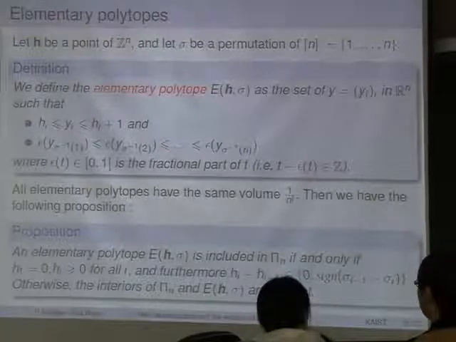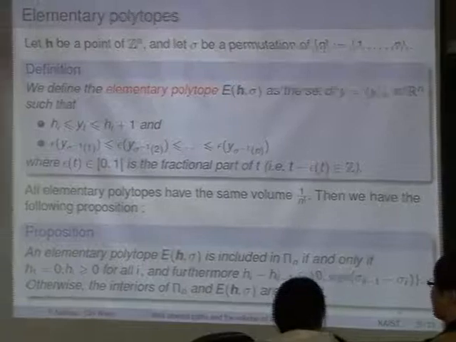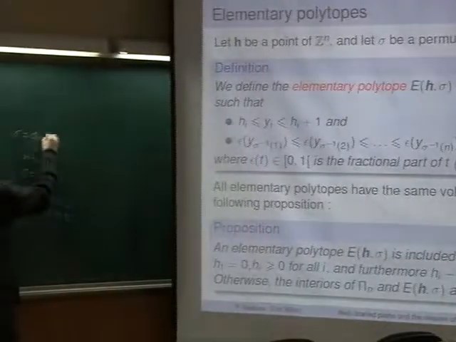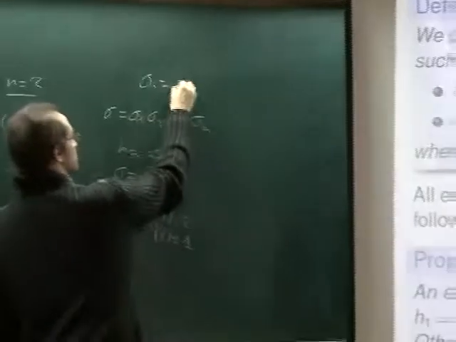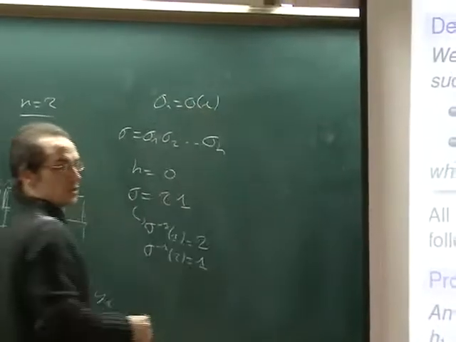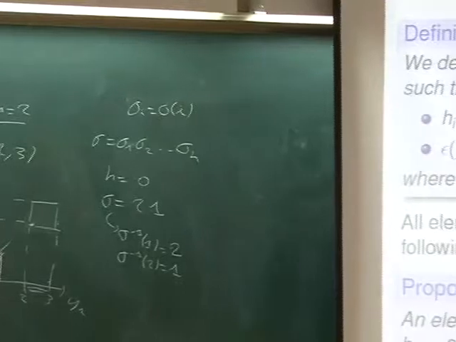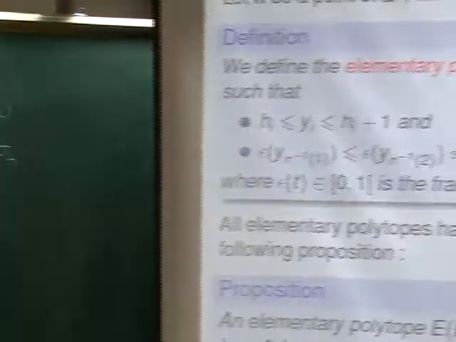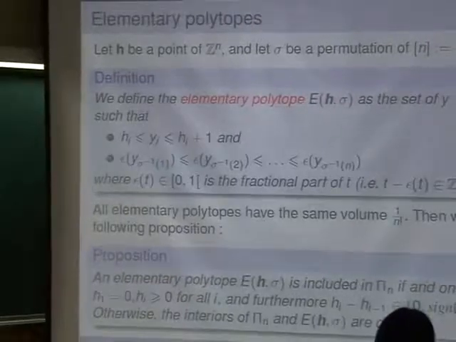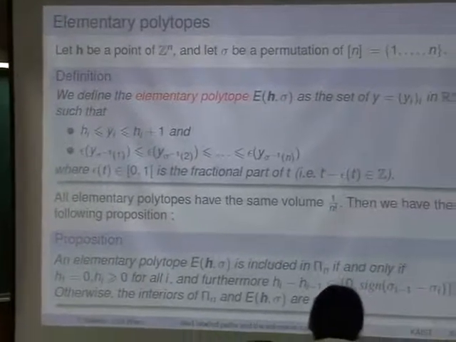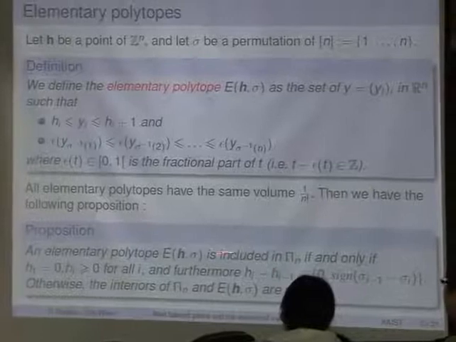I always write permutations like this: sigma_1, sigma_2, ..., sigma_n, like a word, where sigma_i is just sigma of i. You have to believe me on this, but you can also check it. It's a 5-minute check. It's really easy to check.